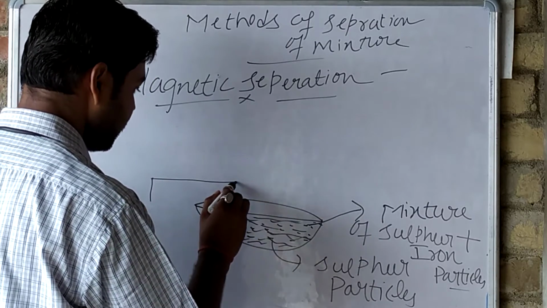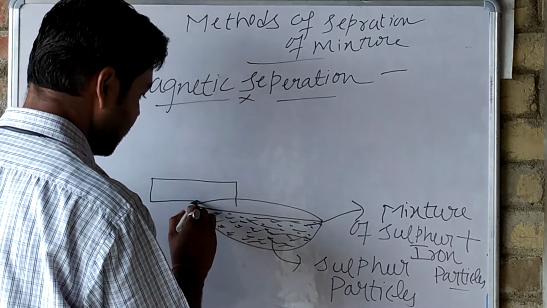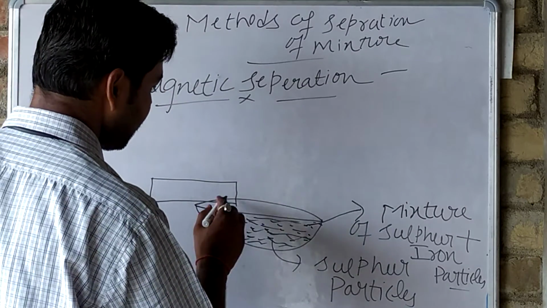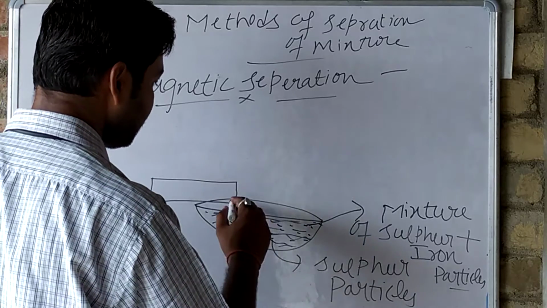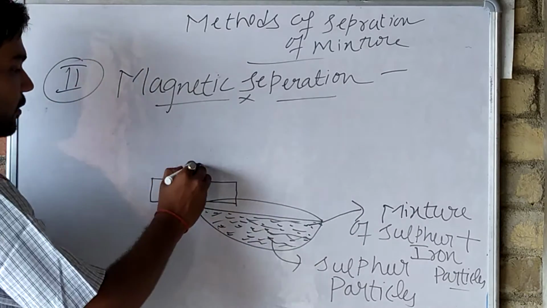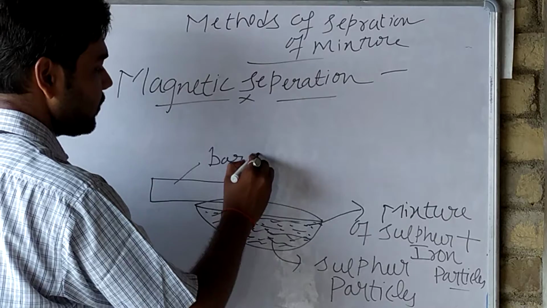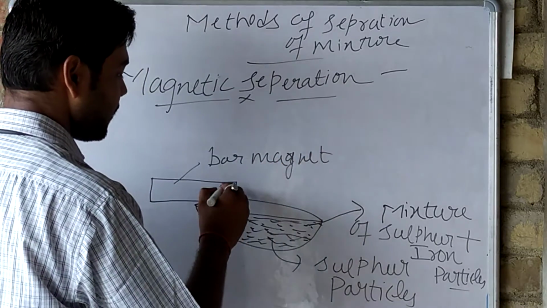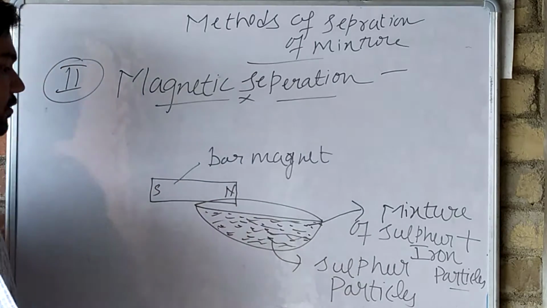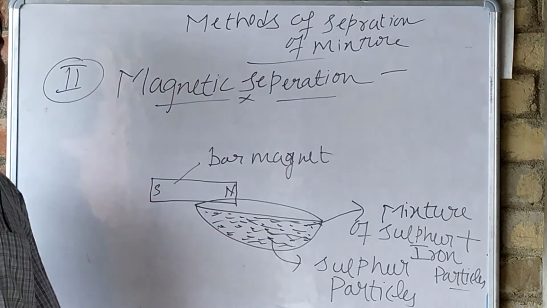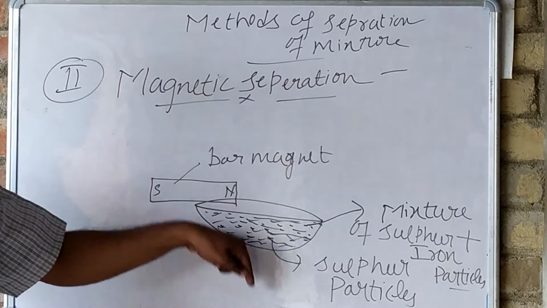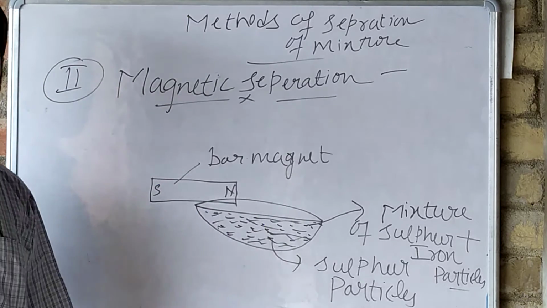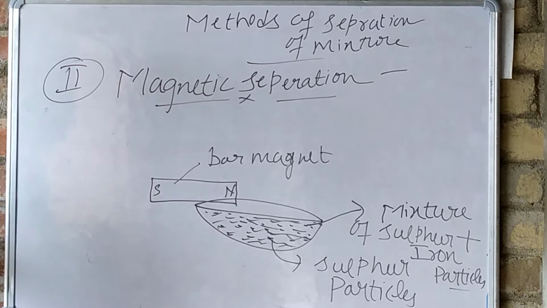A bar magnet over here. We will see that when we dip it, this is a bar magnet. This is the north pole, this is the south pole. What we will do? We will dip that bar magnet inside that mixture of sulfur and iron.